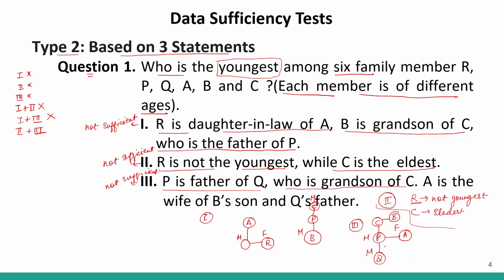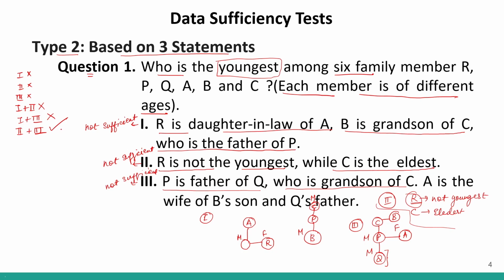In this chart, who is the youngest? Q. So can we say that Q will be the youngest after combining second and third, because we have only 6 members in the family. 5 members are already there on the chart. 1 member is missing, that is R. And it is already given to us that R is not the youngest in statement 2. So on combining, I can clearly say that Q will be the youngest. Correct? So 2 and 3 will be sufficient to answer this question.